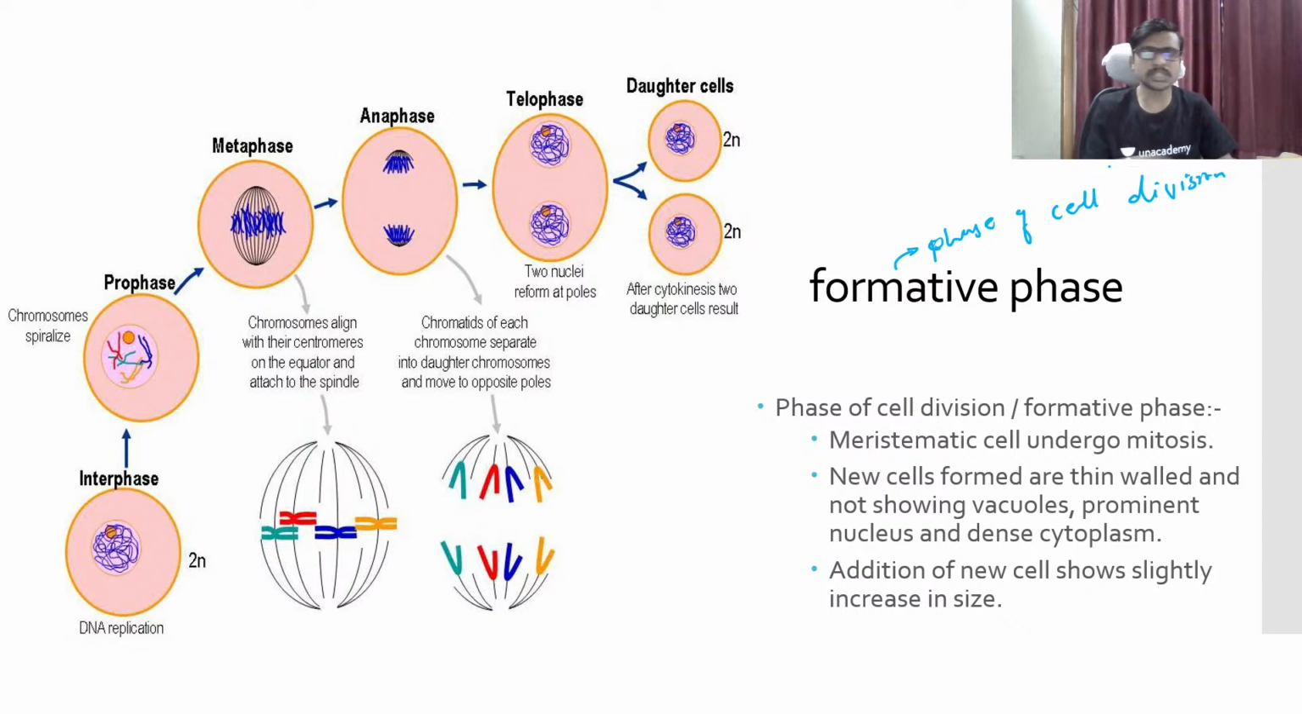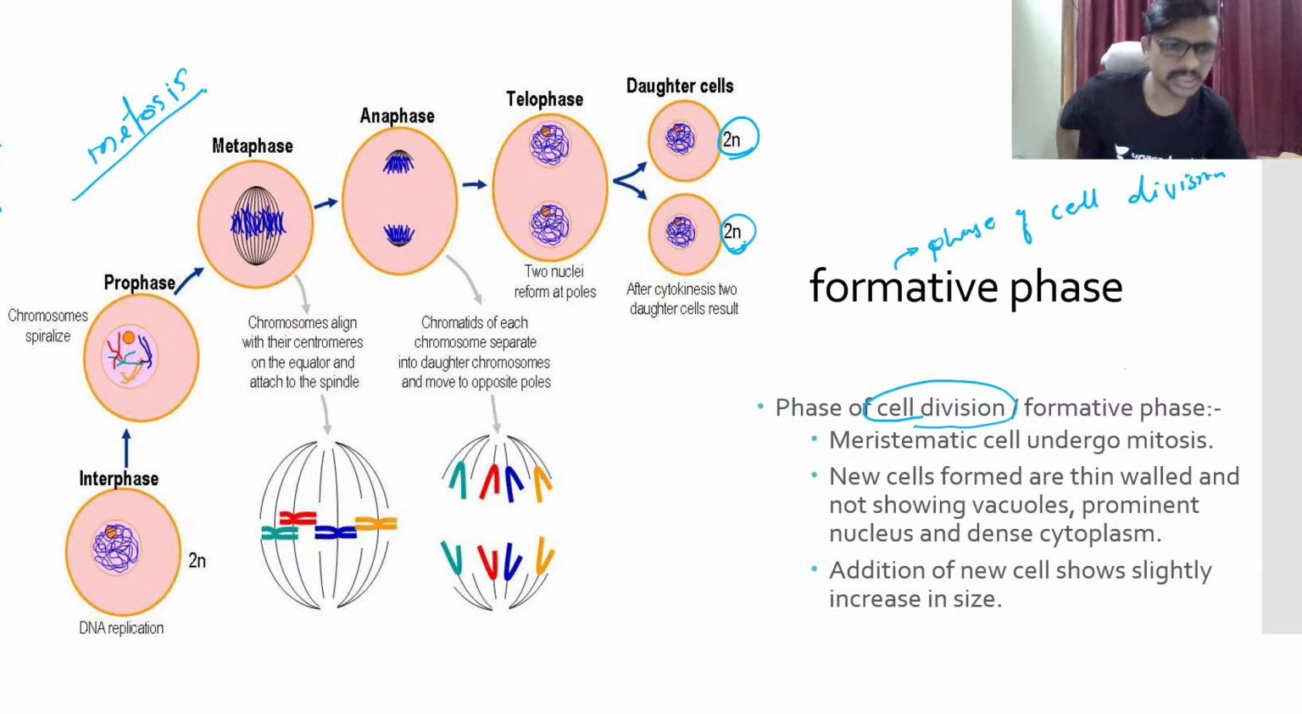Okay, so in cell division, the cell divides and the number of cells increases. This process of cell division is called mitosis. Why mitosis? Because both cells are 2n. The first, parental cell is 2n and the final cell is 2n, so it is mitosis.